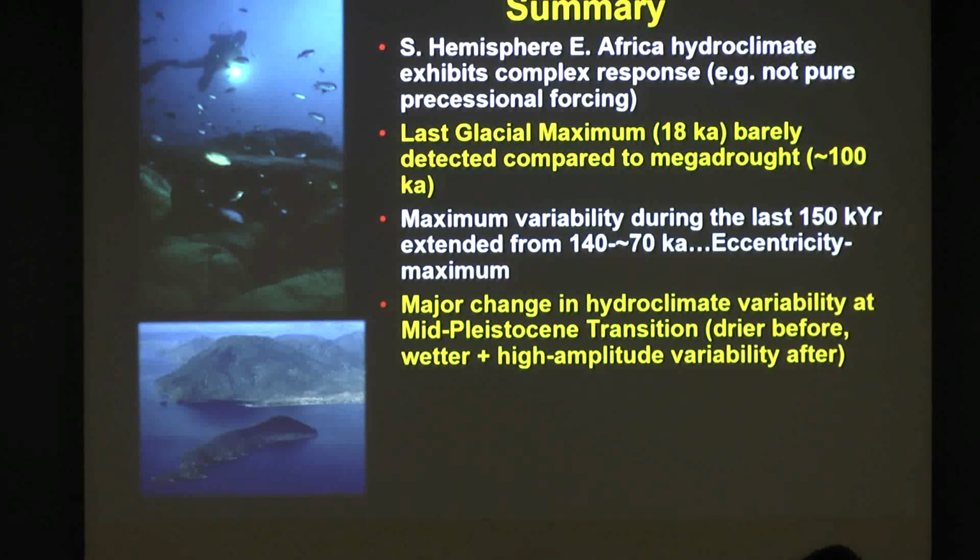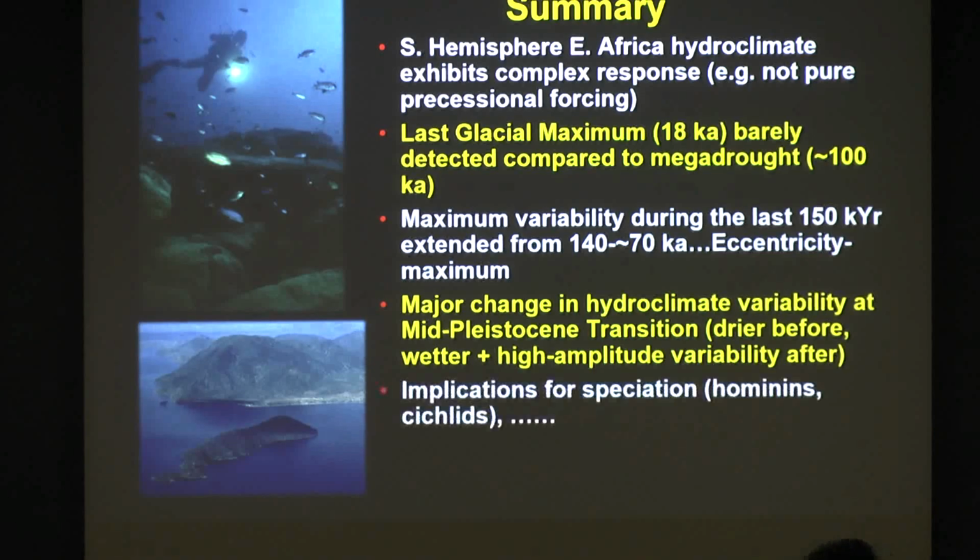And we see this major transition at the mid-Pleistocene, this major change at the mid-Pleistocene transition. So before that, it was a somewhat drier climate, and then after the mid-Pleistocene transition, on average wetter, but much higher amplitude changes, much higher amplitude variability. This is also the time when we observe major expansion in hominin brain case. Okay. And so some folks have suggested that this could be implicated in that transition in our own species.